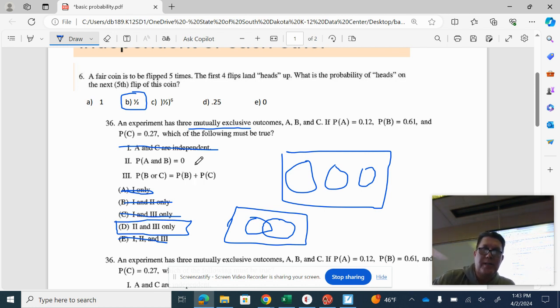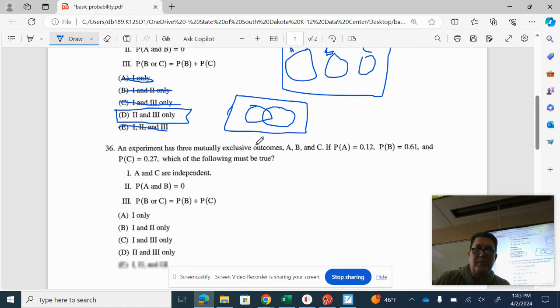It says the probability of A and B is 0. That'd be true because A and B have no overlap. The probability of B or C would equal those 2 added together, and that would also be true. Mutually exclusive, you can simply add those together.